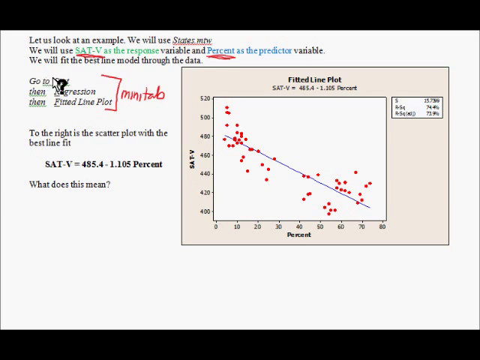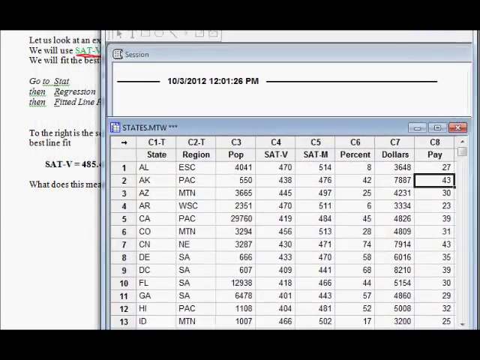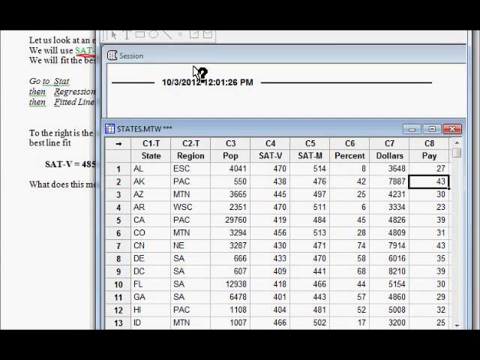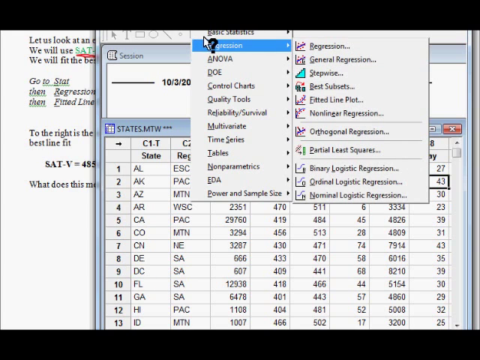So it says go to Stat, then Regression, then Fitted Line Plot. And we're going to reproduce the same plot as we have up here. So let's get back to Minitab. So we go to Stat, then Regression, then we go to Fitted Line Plot.